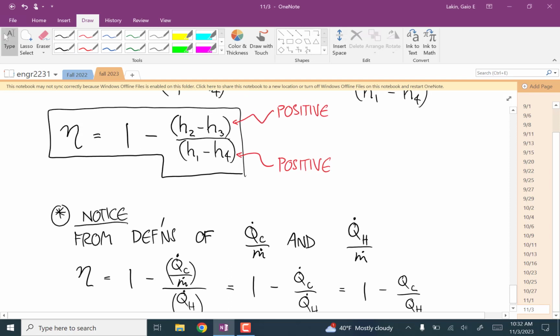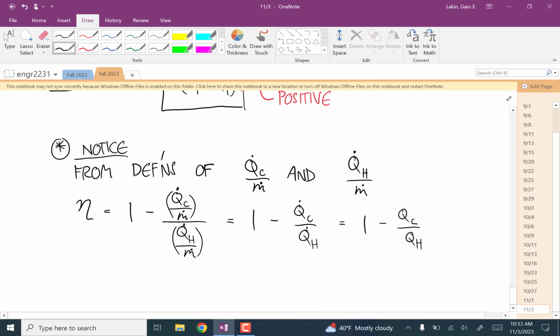So even though we started with a different starting point for our definition of the efficiency, because we had to take into account the work that you're putting into the pump, we come up with the same definition in terms of heats that we had before.